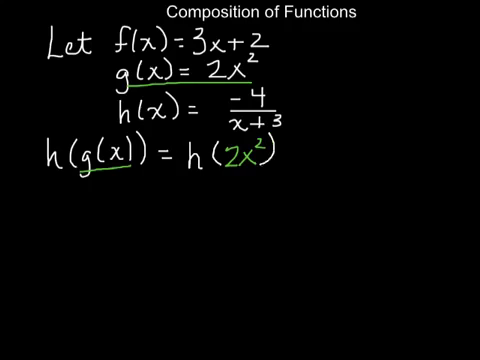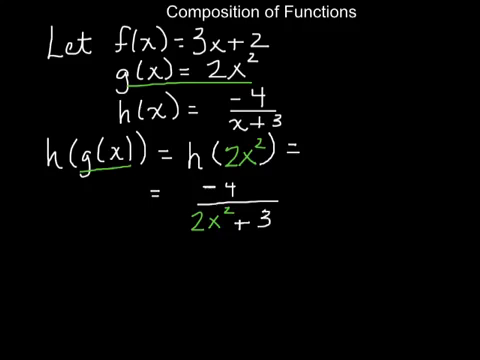Now my variable in my h of x is in the denominator. So I'm at negative 4 over 2x squared plus 3.